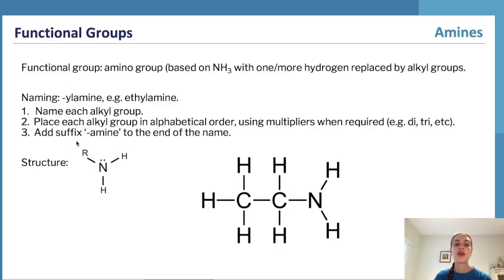Then the final thing you have to do is just add the suffix of amine to the end of the name. And so we can see this here is just our general structure. So we've got an R group, and it's based off an ammonia molecule. We've got an R group, and then we've got these two hydrogens remaining here, but either of these can also be replaced with R groups. So whether that's an R group there, an R prime group there and a hydrogen, or an R group here, an R prime group here, and an R double prime group here, just depending on how many of the hydrogens are replaced with the alkyl groups.